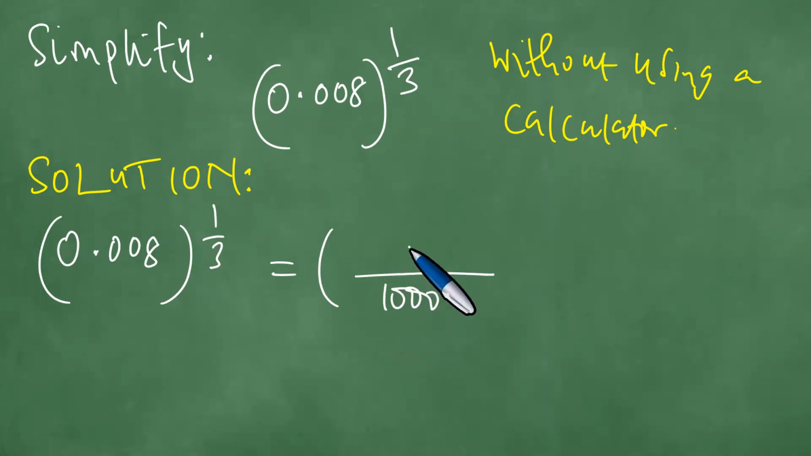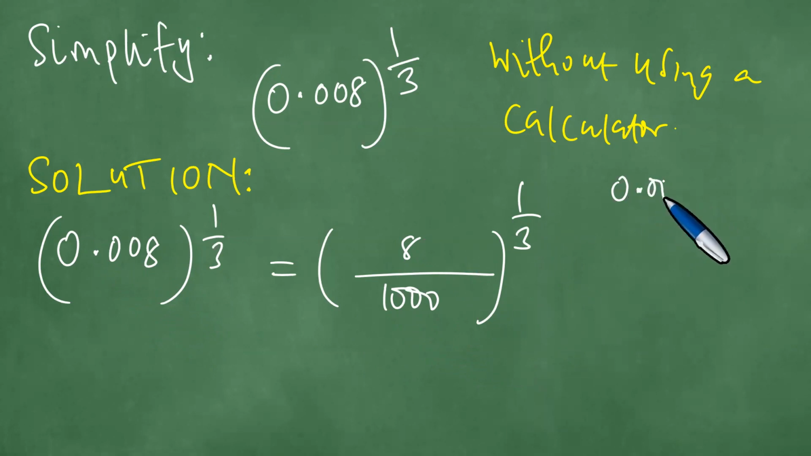Okay, so you can put 8 here to the power 1/3. At this point, how many decimal places? 1, 2, 3. So you divide by 1000 because it has 3 zeros. Alternatively, if you're looking at a number like 0.008, you can multiply it by 1000 and divide by 1000.